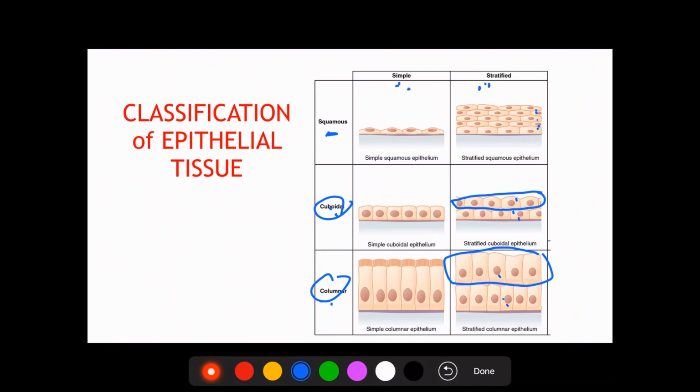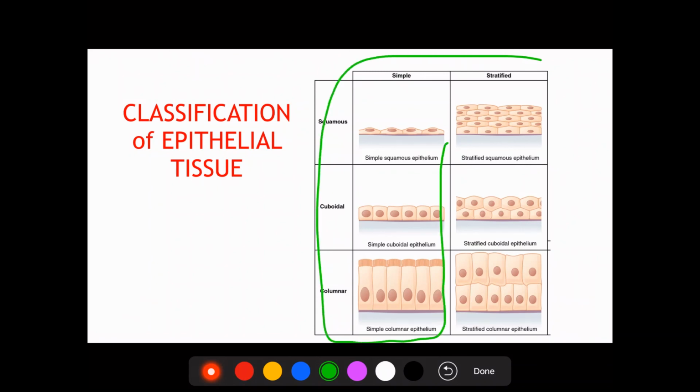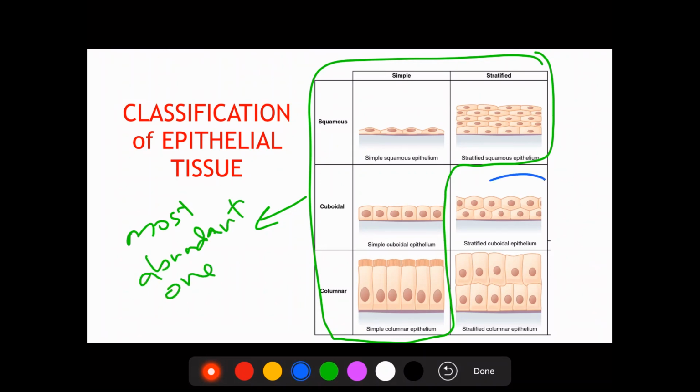But importantly, these four types of tissues are the most abundant ones, whereas these two are very rare. So we won't see so many examples of them. We'll focus more on the other four: the simple and stratified squamous, the simple cuboidal, and the simple columnar.